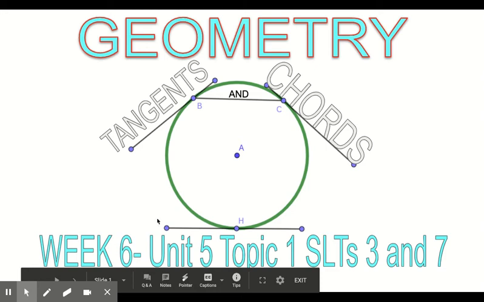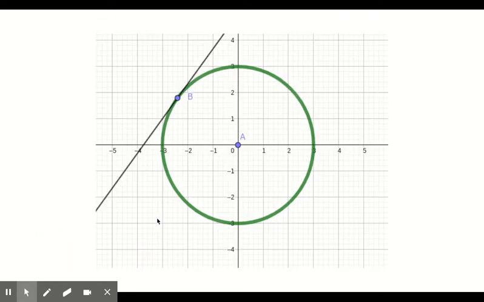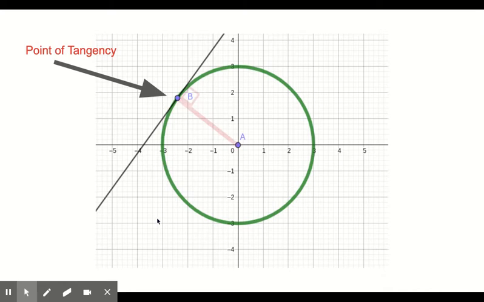Welcome to your geometry lesson for week 6, and we're going to take a look at radii, chords, and tangents. So you already have completed the Desmos activity and discovered that the relationship between the radius and the tangent line at a certain point is a perpendicular relationship at the point of tangency.